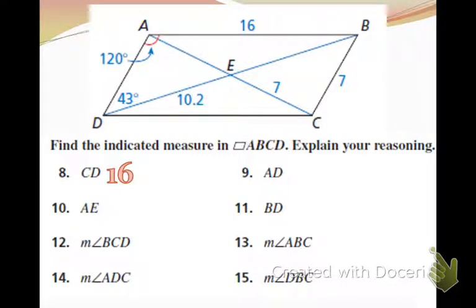All right, then we got AD. Is this a side or a diagonal? AD is a side. AD as in dog. AD is across from BC. So the length of AD is 7.